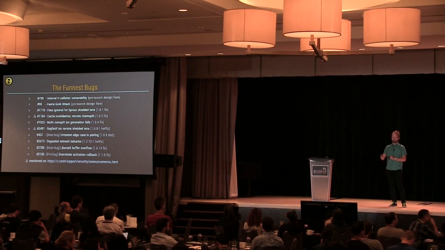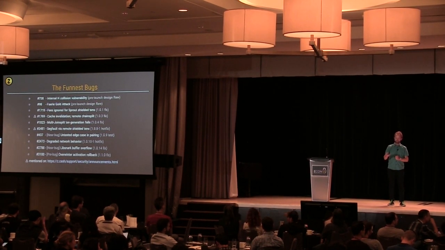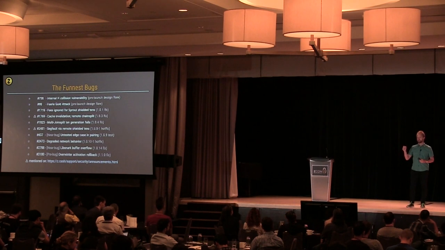So moving along, when we get to the next four bugs, there's an interesting pattern here. So 437 was what I call a near bug. There was an edge case in the pairing system, which is key to the zk-SNARK shielded transfer technology.